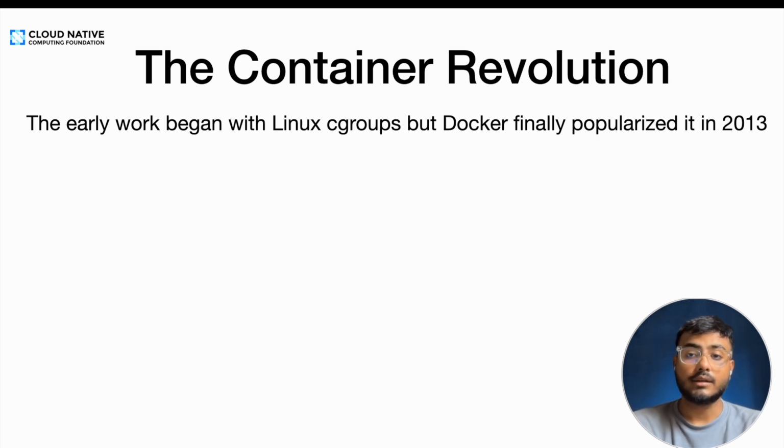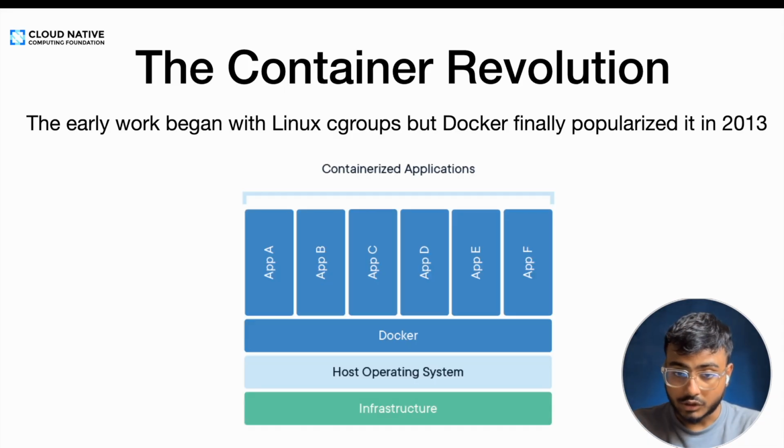Then came the container revolution. The early work began with Linux cgroups, but Docker finally popularized it in 2013. We can see the architecture. There was the physical infrastructure, over which the operating system, any operating system such as Windows or Linux, and over which the Docker engine would be used to allocate those resources to each of those containers. It introduced a lightweight, standardized way to package applications with all their dependencies.